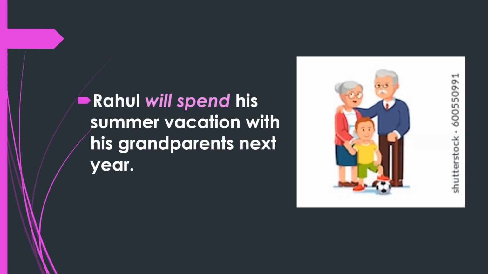The next example is, Rahul will spend his summer vacation with his grandparents next year. Here we are talking about an event which is going to take place next year, which means in future. So first we find the main verb, which is spend, and we add will before spend to make it in the future tense. So the sentence becomes, Rahul will spend his summer vacation with his grandparents next year.